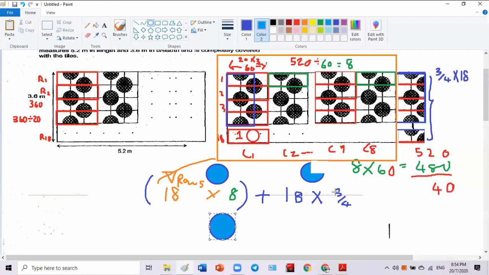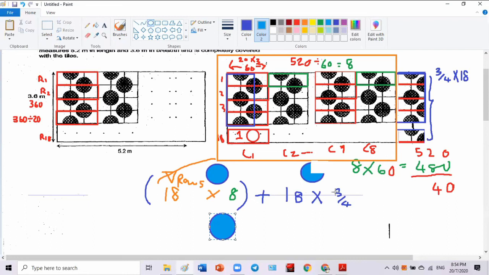Do you understand what I'm saying? I think I'm very clear. Each column will give you a full circle, but you have 18 rows of 8 columns. 18 rows of 8 full circles. Each column, straight one, will give you a full circle. We have 18 rows of 8. So that's why 18 times 8.